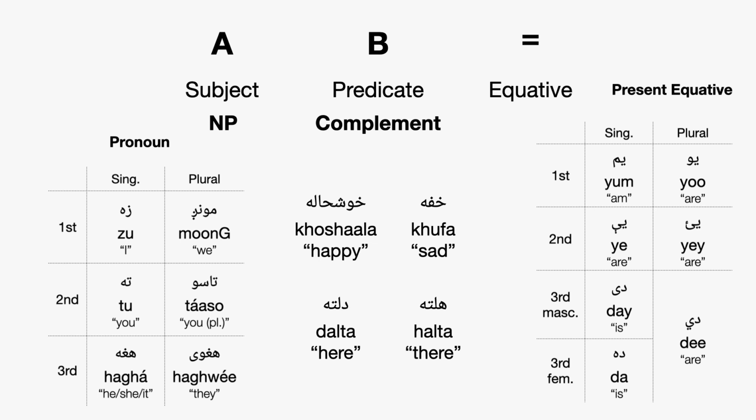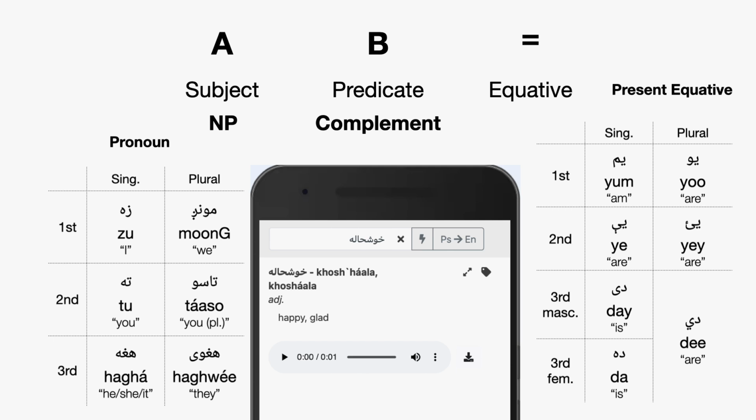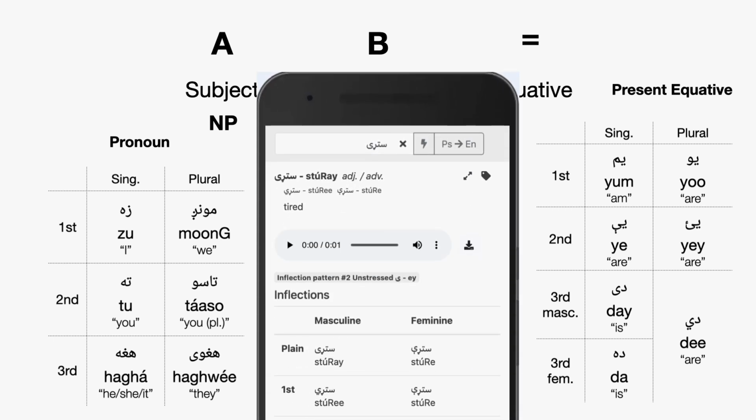Now I have to tell you that to start with, I kept things extra simple. I chose adjectives like khushala and khafa that don't change. What do I mean by that? If I were to look up the adjective khushala in the Lingdocs Pashto dictionary, I'd see there's no inflections. The word doesn't have different forms. It's just always khushala. But some adjectives, like if you looked up stere, the adjective for tired, then you'll see there are inflections.